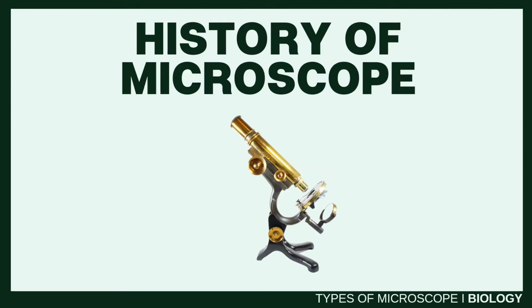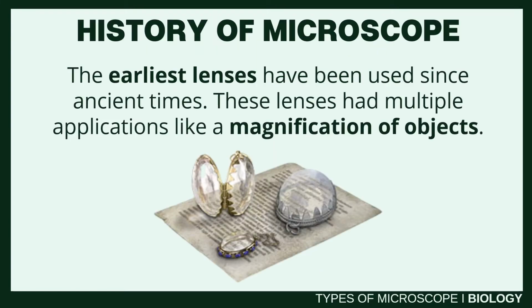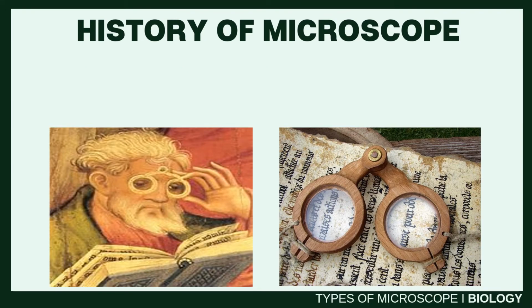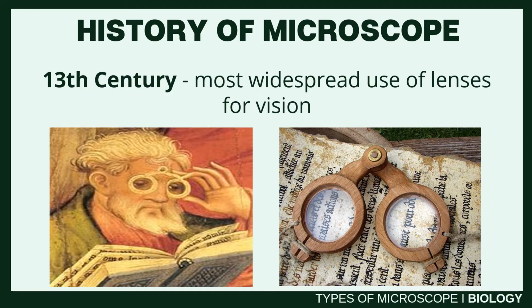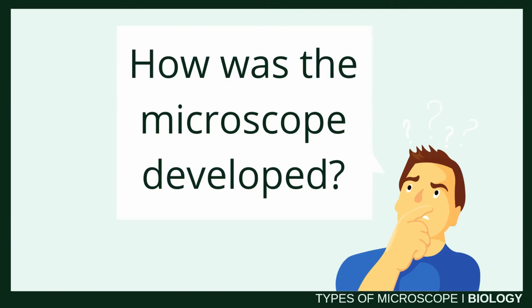Let's go back first to the past and trace the history of how the microscope started. The ancient civilization has been using lenses for multiple applications like magnification of objects. During the 13th century, lenses have been widely used for vision improvement. Have you ever wondered how the microscope was developed?